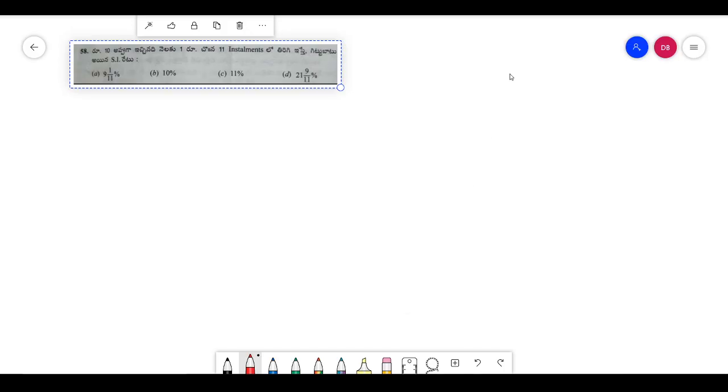Guys, this is a very interesting question. In order to solve this question, if you're very strong with the basics, you'll be able to solve it very easily. So, let me explain the fundamental concept behind this particular question.